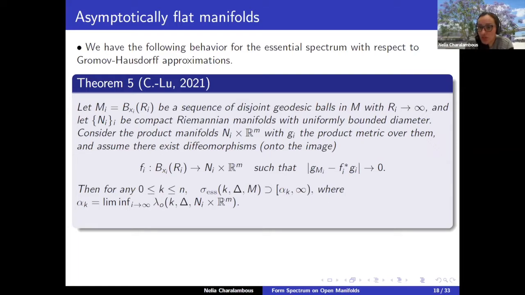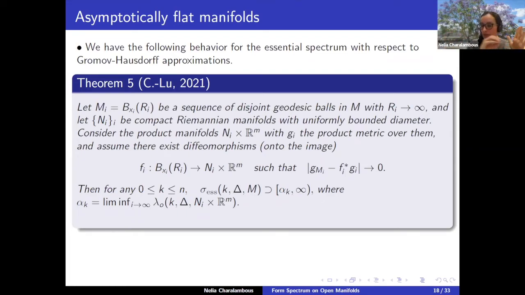So what we can show now is that if we have this closeness of our geodesic balls to these product manifolds, then the essential spectrum of the Laplacian on M is going to contain an interval, and this interval will start at the limit of the bottom of the spectrum of the product manifold. So these are product manifolds. Of course, the spectrum of the Laplacian on k-forms, like we said, can be proved to be an interval. It starts at a number, calling this number lambda 0.